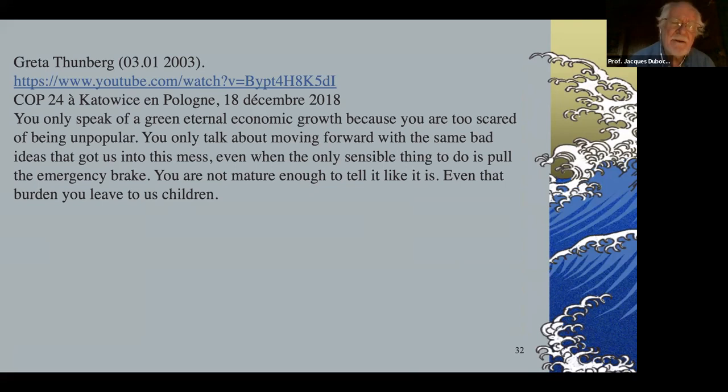You only speak of a green eternal economic growth because you are too scared of being unpopular. You only talk about moving forward with the same bad idea that got us into this mess, even when the only sensible thing to do is pull the emergency brake. You are not mature enough to tell it like it is. Even that burden, you leave it to us children.